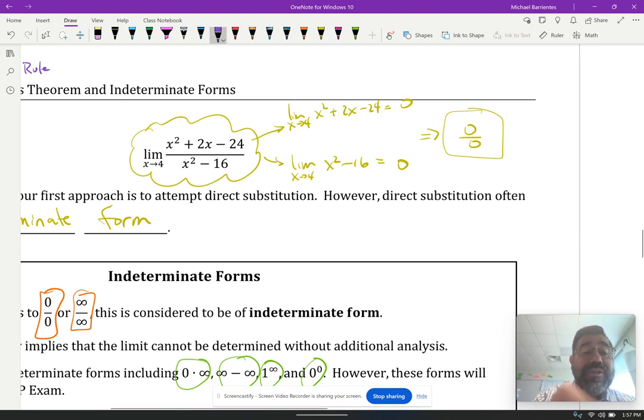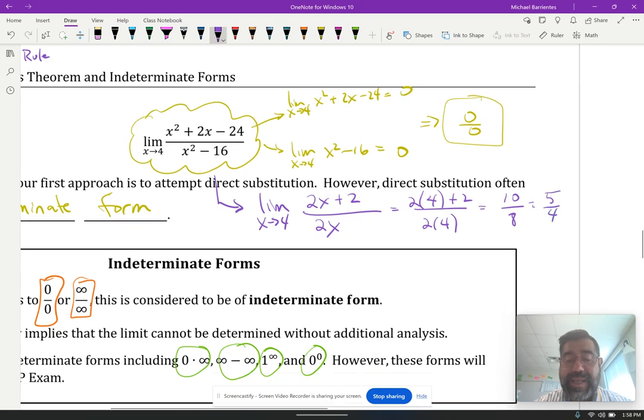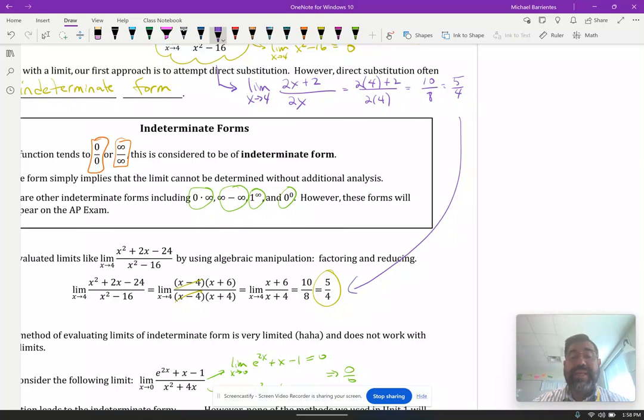Yes. So according to L'Hopital's rule, I can take the limit as x approaches 4 of the derivative of the top, which is 2x plus 2, over the derivative of the bottom, which is 2x, and try the limit again. Do direct substitution again. So that would be 2 times 4 plus 2, and this would be 2 times 4. Well, this would be 8 plus 2, that's 10, and this would be 8. And if you reduce that, I believe that's 5/4. And that's exactly what we got over here when we did the factor and reduce.